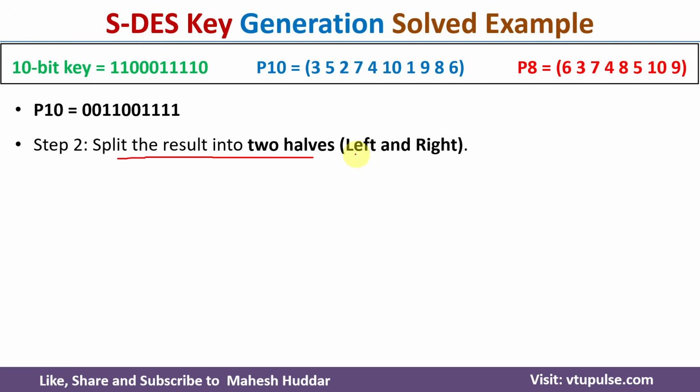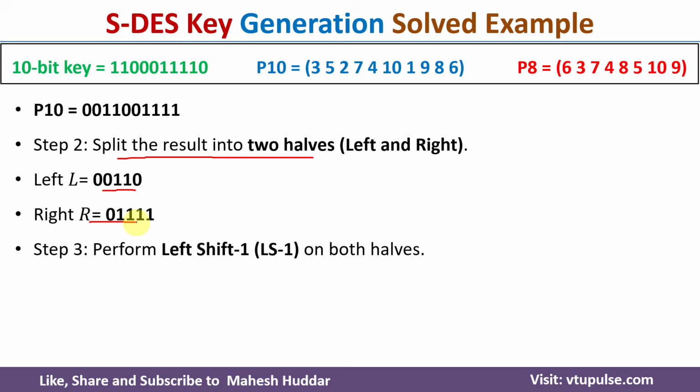In the second step of the SDES key generation algorithm, we need to split the result into two halves, that is left and right. Once you split this, we get left equal to 00110 and right equal to 01111. In the third step, we need to perform left shift 1 on both the halves. Left shift 1 means a circular left shift by 1 bit.